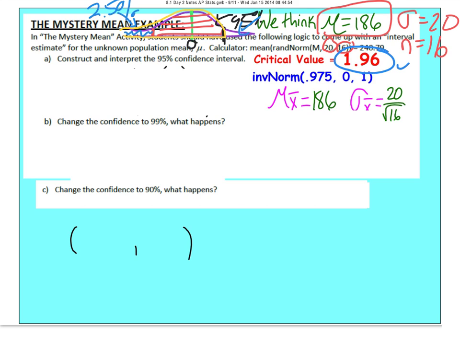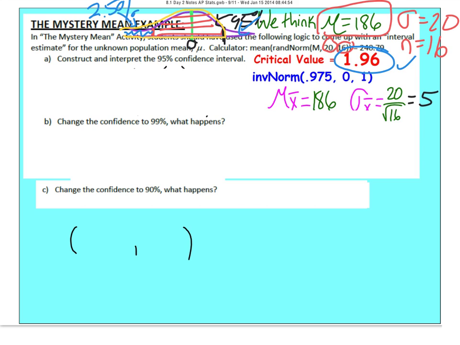Okay, so I need the critical value. Now I need my mean or my point estimate. Remember, if we're doing means, we know the mu of x bar is going to be the same as the mean of the population. How do I find the standard deviation of x bar? The formula is take the standard deviation over the square root of the sample size. And when you do that, you're going to end up getting the number 5.